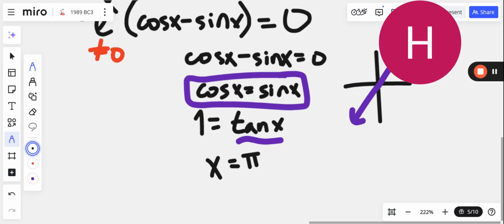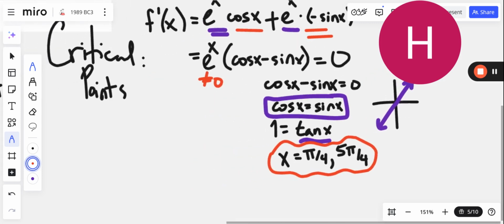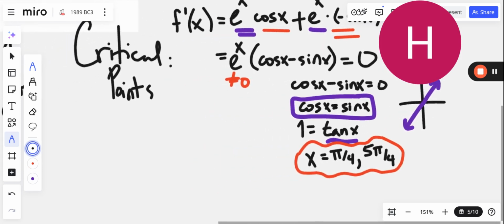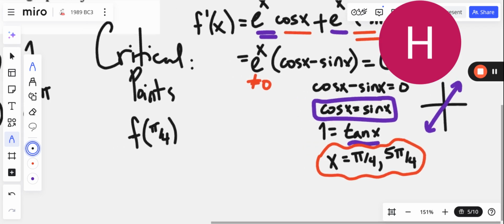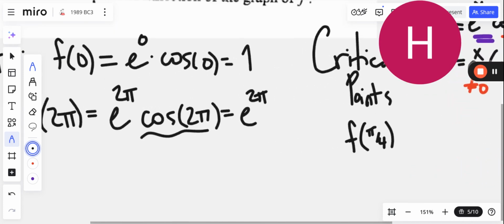We get pi over 4, and we get pi plus pi over 4, which is 5 pi over 4. Those are the x values, not my answers, but those are the x values of the critical points. So let's find out what the function values are there. I can pretty much guarantee that e to the 2 pi is going to be the largest, because the largest that cosine could be is 1.